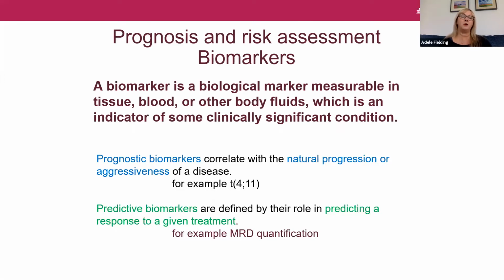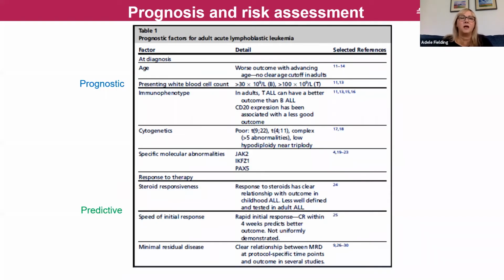But predictive biomarkers are very different. They're defined by their role in predicting response to a given situation. So when we quantify minimal residual disease, for example, in any given patient, that's a predictive biomarker, because minimal residual disease takes into account a lot of other things. So predictive and prognostic are quite different. And predictive can be much more helpful at times because they take into account a lot of things, as I'm going to show you. So Zach, could I have the next slide, please?